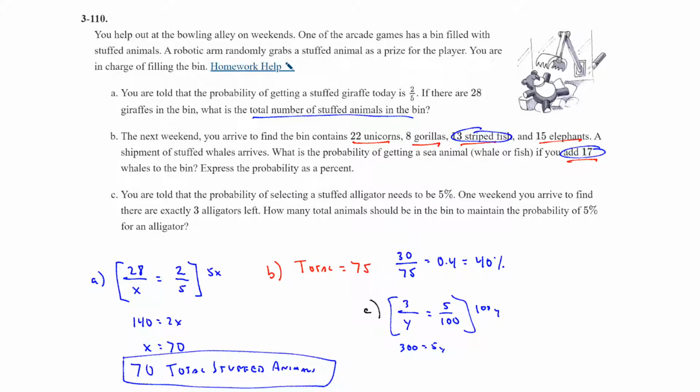And that allowed me to get 300 equals 5Y, divide by 5, and it looks like there needs to be a total of 60 animals in the bin. So if you're working, you need to make sure that there are a total of 60 animals to maintain that 5% in terms of an alligator. So 3 out of 60, if you divide that, you should get 5%.